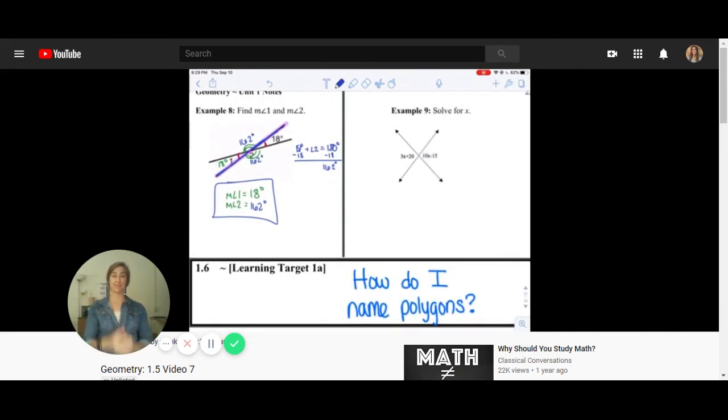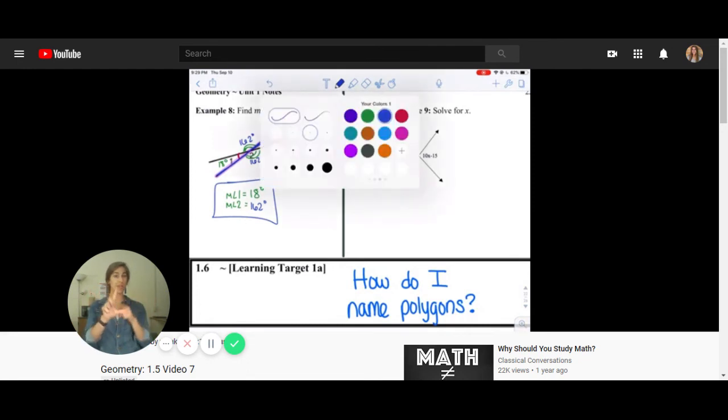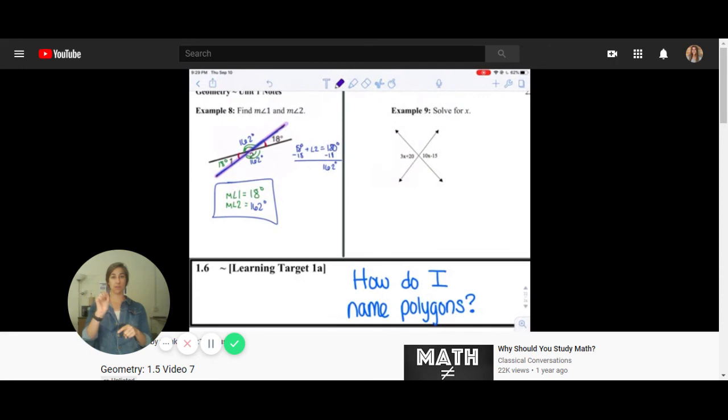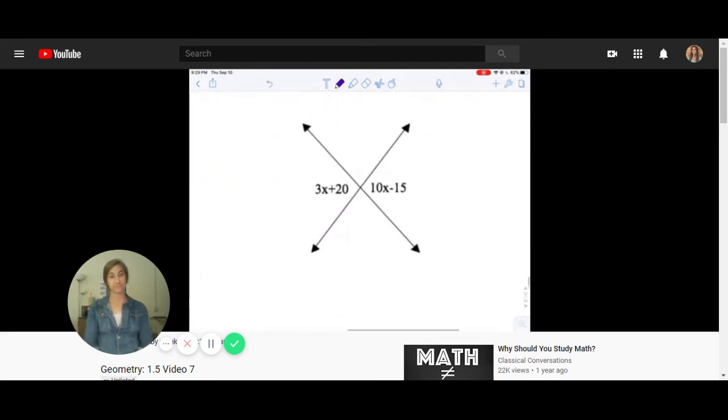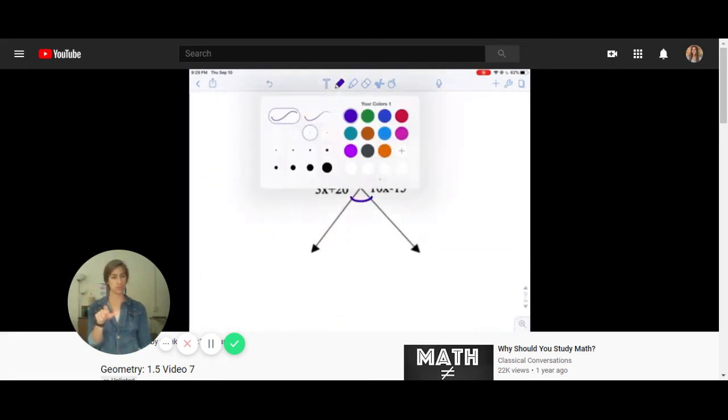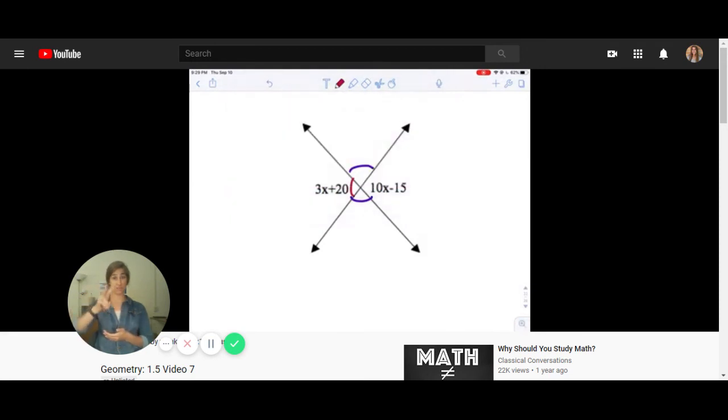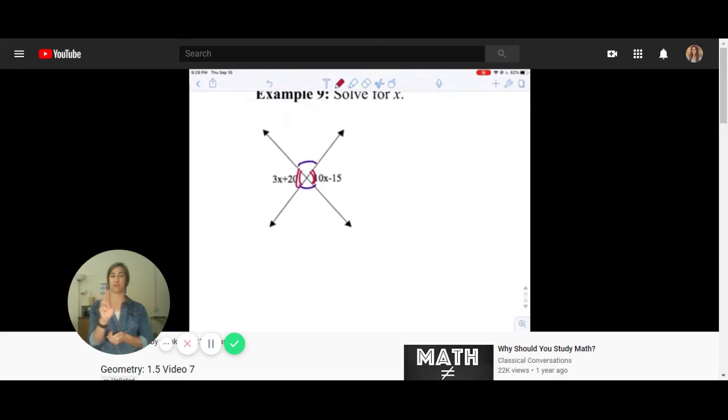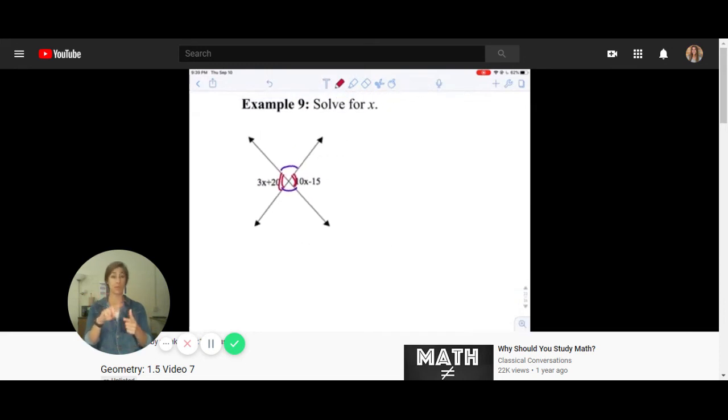See if in number 9 you can identify which angles are the vertical angles. So we should be marking these are vertical angles and these are vertical angles. So then that means that if we're trying to solve for x, remember that vertical angles are congruent. So 3x plus 20 equals 10x minus 15.